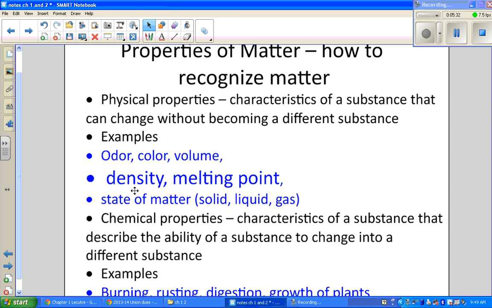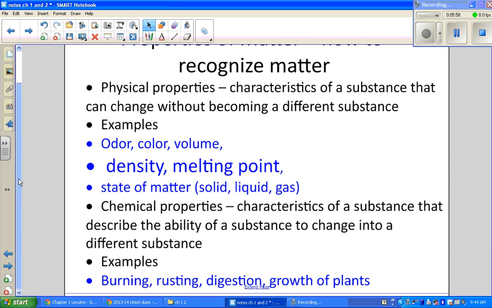Density involves measuring mass and volume. So if you took the mass and volume of water, still water, you measure density. If you had an ice cube, which is water, and you melted it to a liquid to find its melting point, it's still water, it hasn't changed. And then the states of matter. If you call something a solid, a liquid, or a gas, it's just a description. You haven't changed it at all. So that is a physical property.